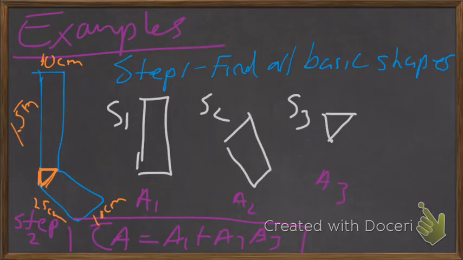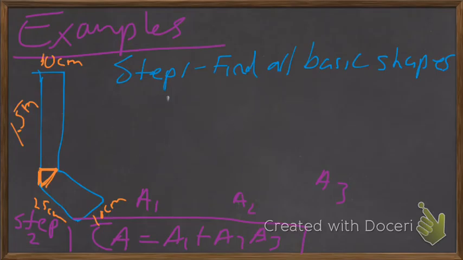Now, one problem maybe that we haven't talked about. We're going to erase this whole thing, just erase that, and just do the calculations. We know what shapes we're looking at, right?